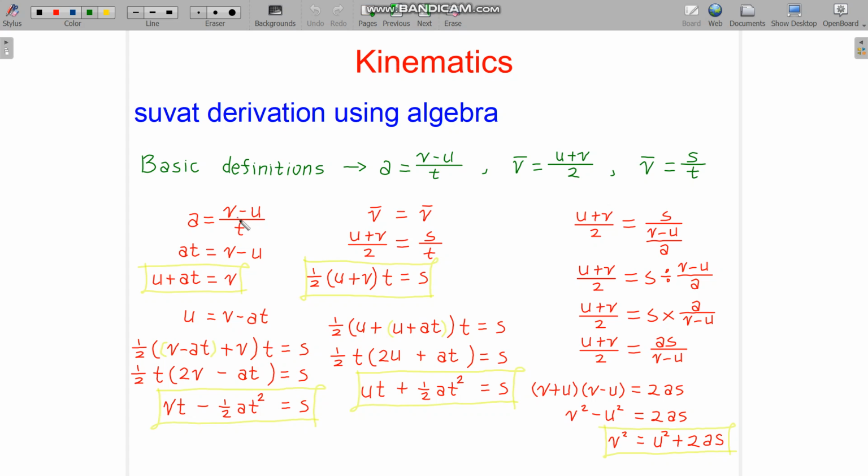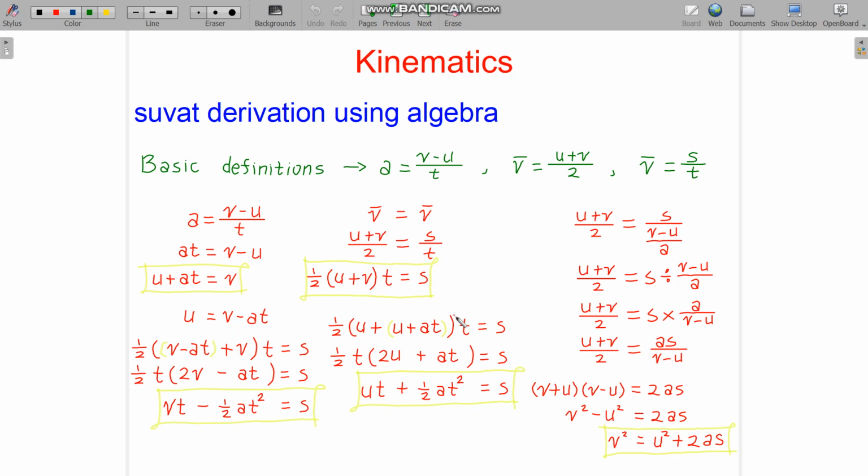So from the definition of acceleration, we can just rearrange and we get v equals u plus at, the first formula. And for here we have the average velocity. We can just substitute. We get (u plus v) all over 2 equals s over t, and if you just multiply both sides by t, we get the second formula, s equals 1/2 (u plus v) times t.